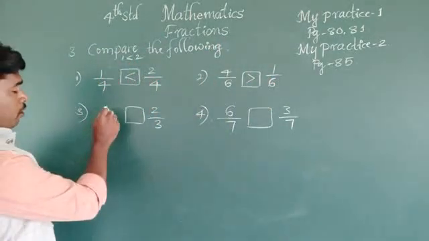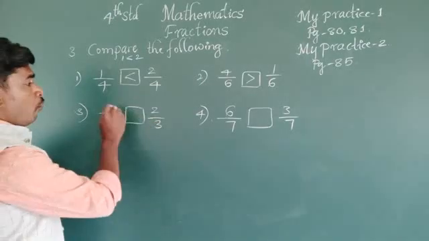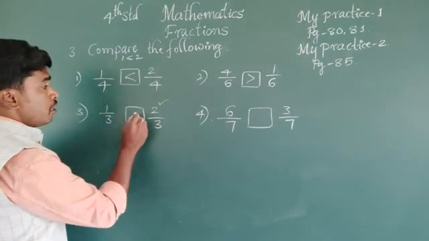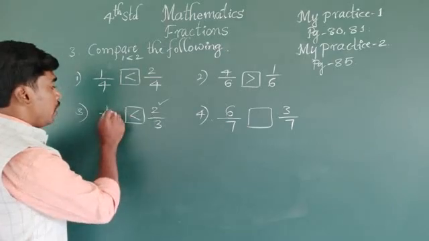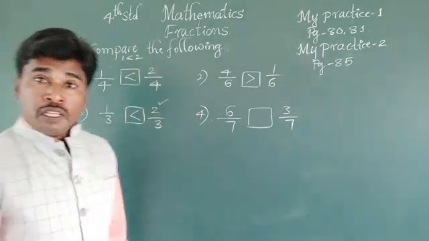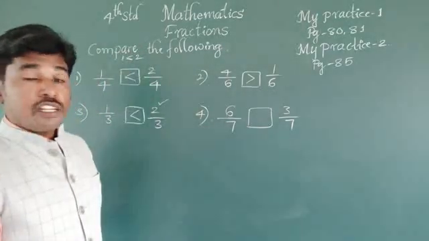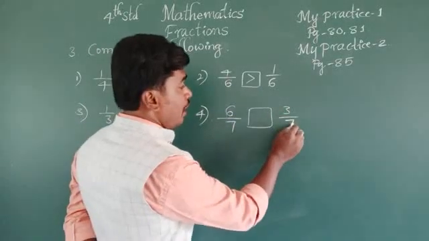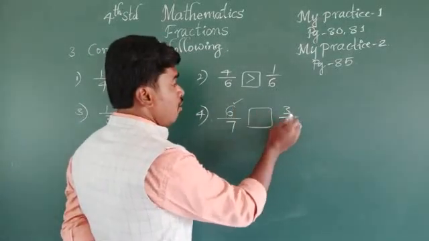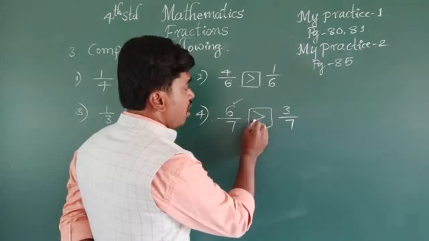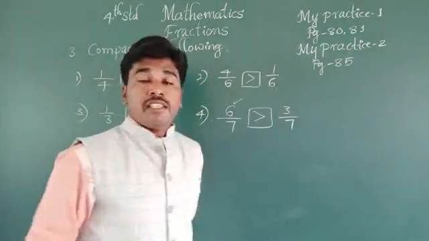Similarly, 1 by 3 and 2 by 3. 1 and 2, 2 is greater. So 2 by 3 is greater than 1 by 3. In the same way you can do it by yourself: 6 by 7 and 3 by 7. 6 is greater than 3, so 6 by 7 is greater than 3 by 7.